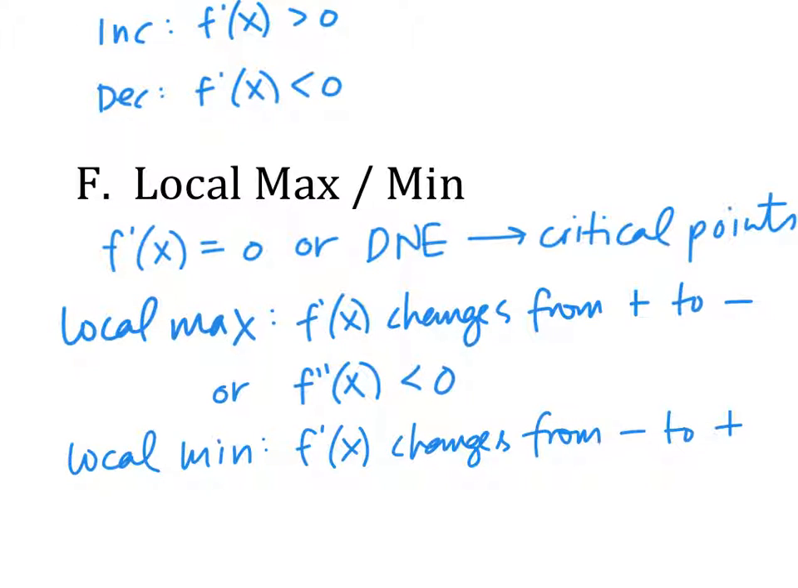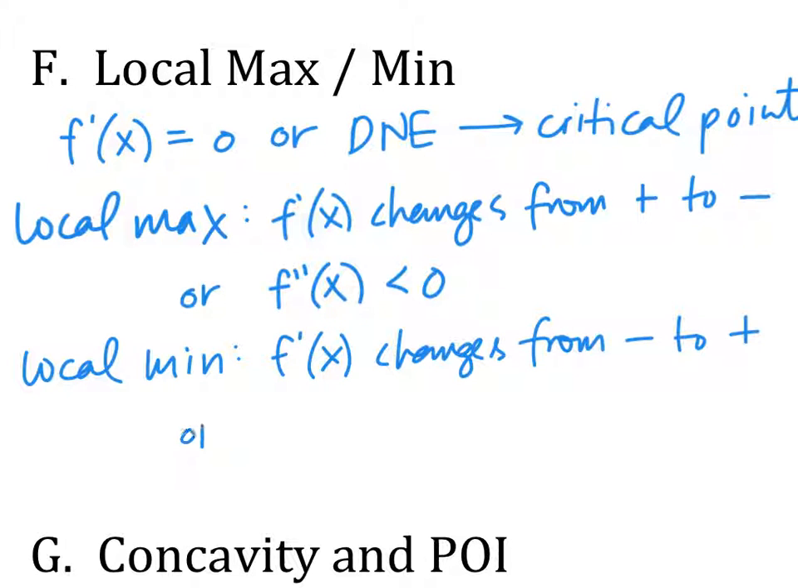Okay. Or the second thing you can do to check local min is f double prime. F double prime has to be concave up. If it concaves up, that point has to be a minimum.